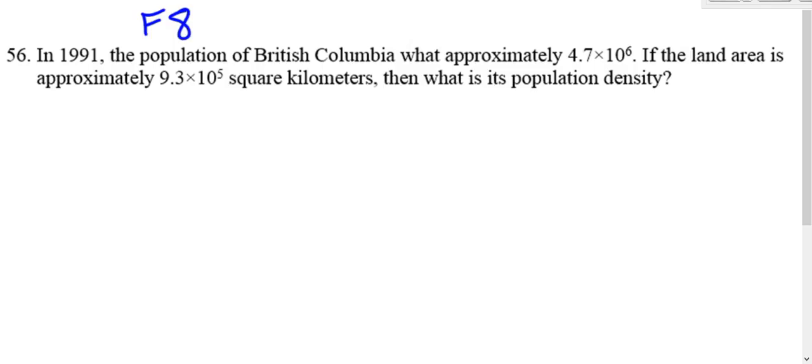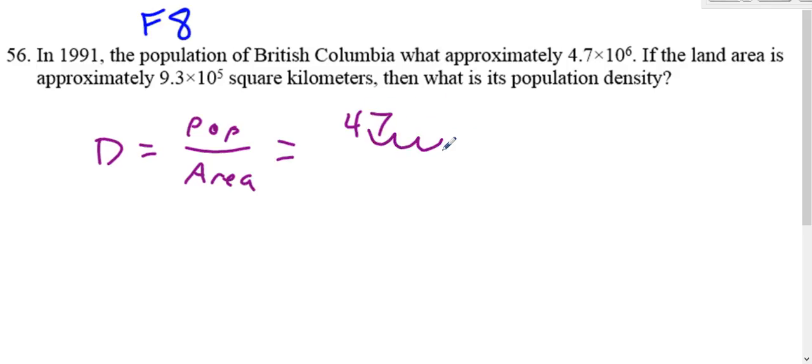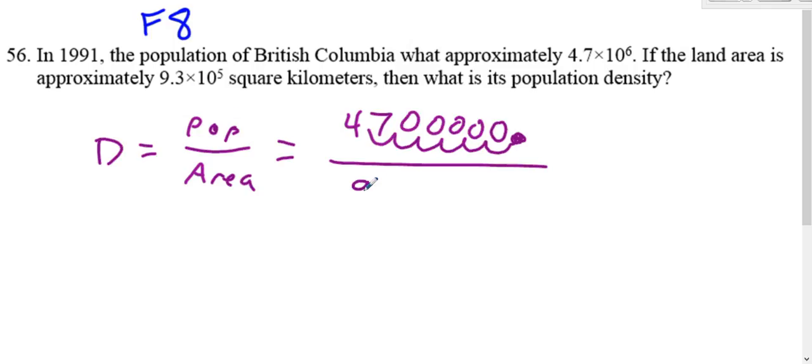In 1991, the population of British Columbia was 4.7 times 10 to the 6th. If the land area was approximately 9.3 times 10 to the 5th, what's population density? Density is population divided by area. So the population was 4.7 times 10 to the 6th. So we move it 1, 2, 3, 4, 5, 6. Over 9.3 times 10 to the 5th. 1, 2, 3, 4, 5.